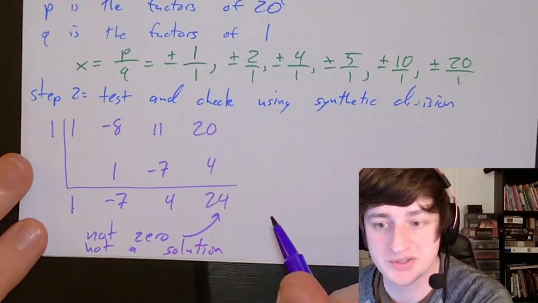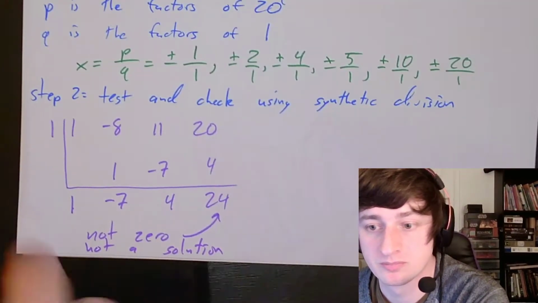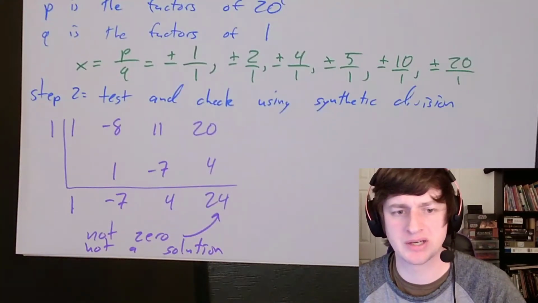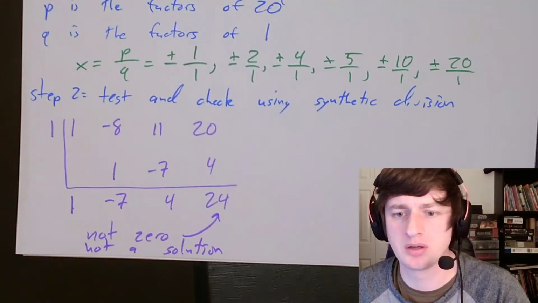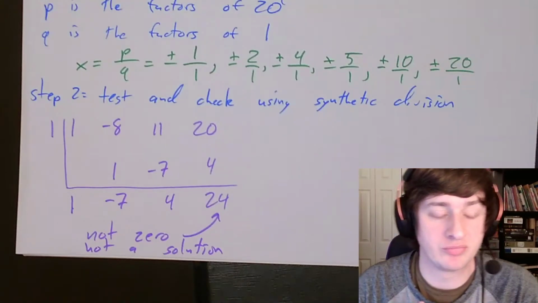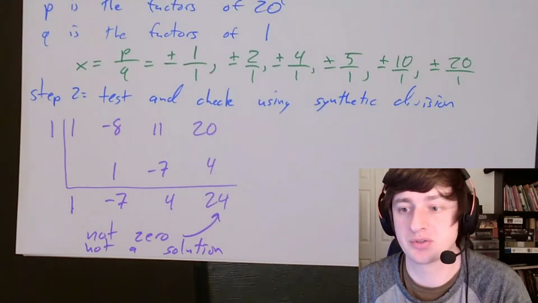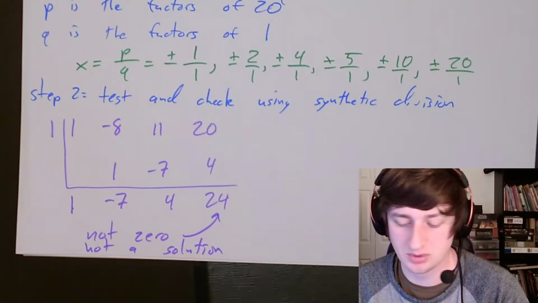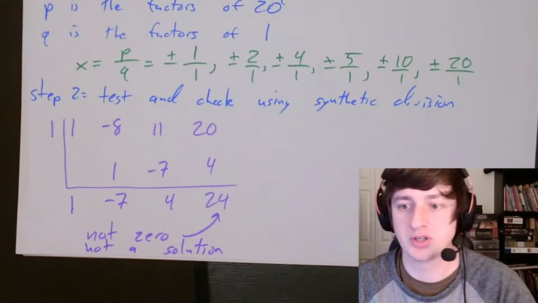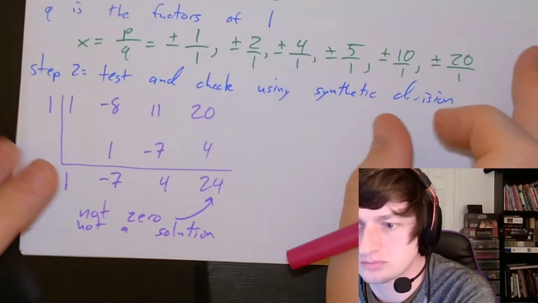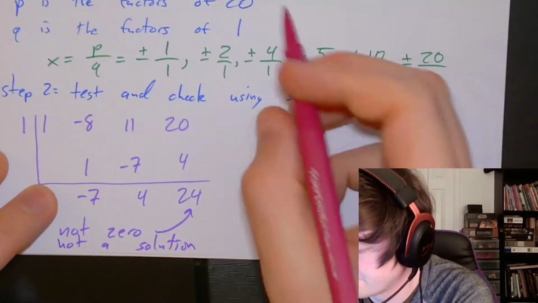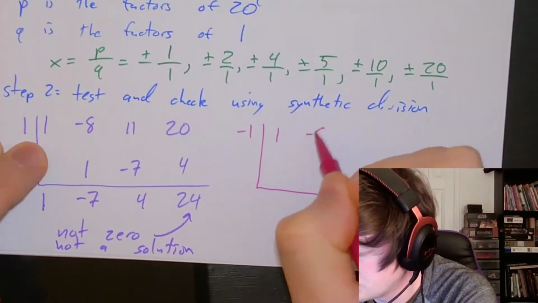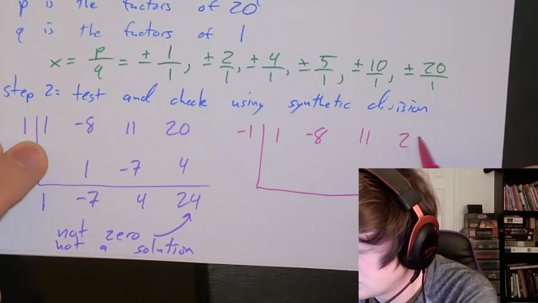So then we just go to the next number. We didn't get 0 in the end, so when we divided by x minus 1, we got not a 0, so there was a remainder, so that means it's not a factor. So then we just check the next one. The next one is going to be -1. Into 1, -8, 11, and 20.